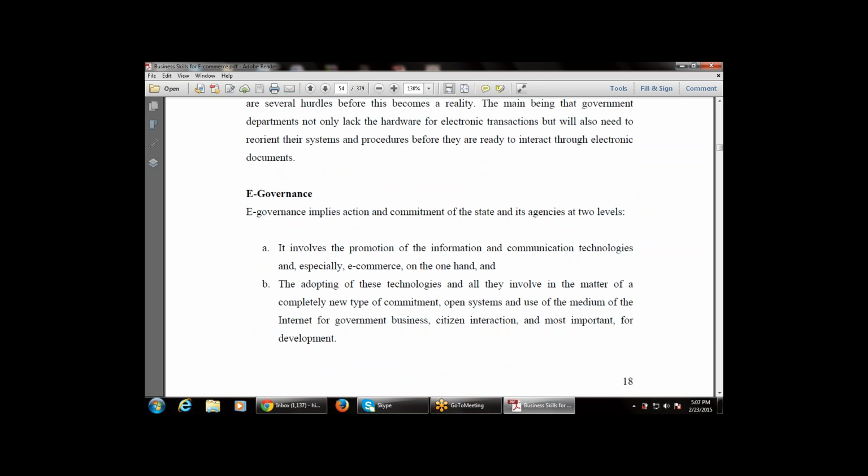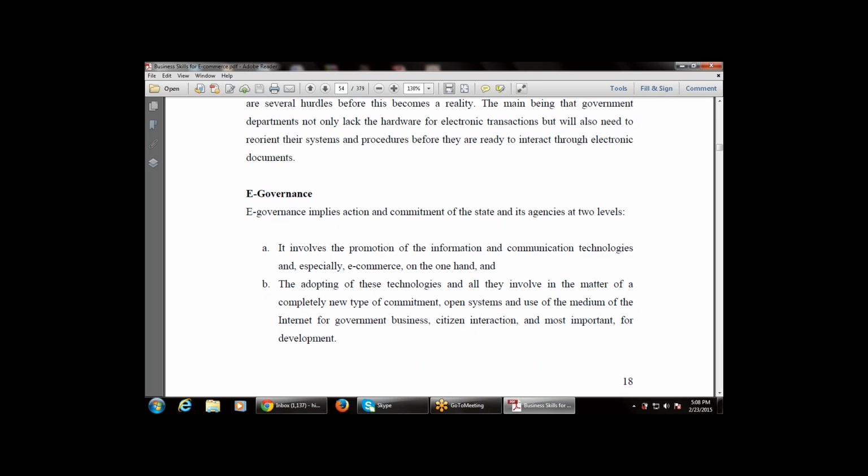First of all, e-governance involves the promotion of information and communication technologies, and especially e-commerce, on the one hand. The next point says that adopting these technologies involves a completely new type of commitment: the adoption of open systems, and the use of the medium of the internet for government business.